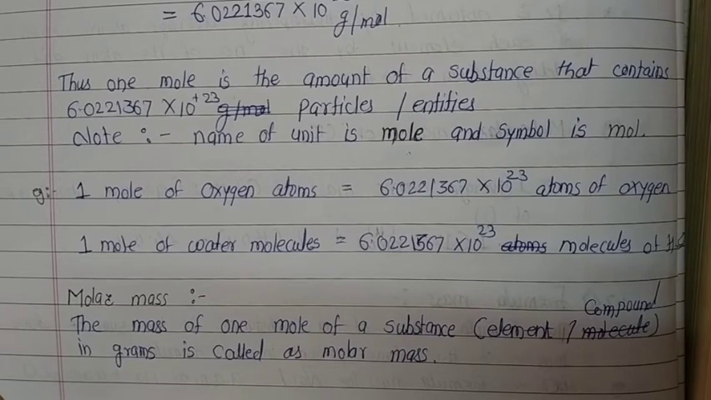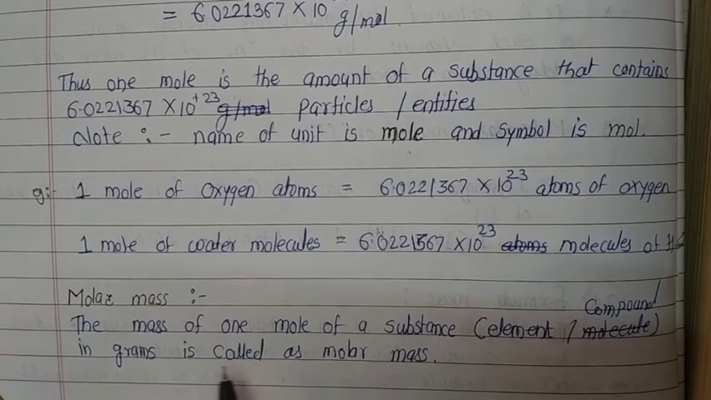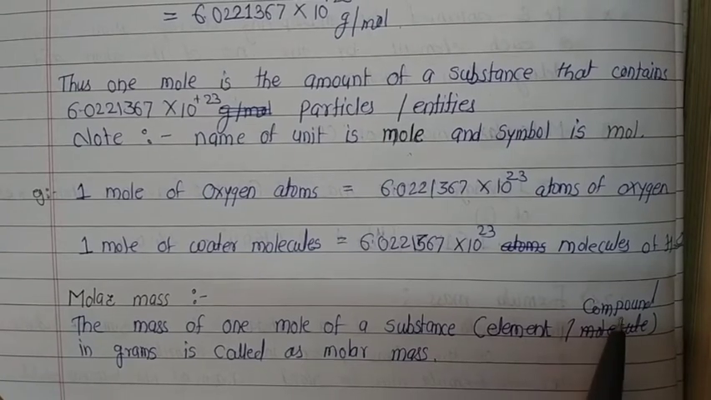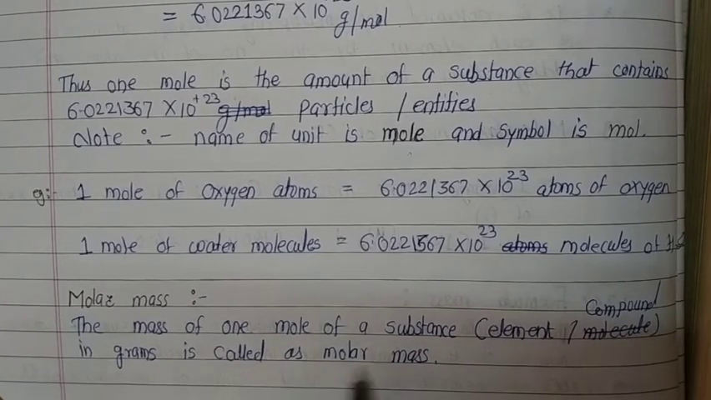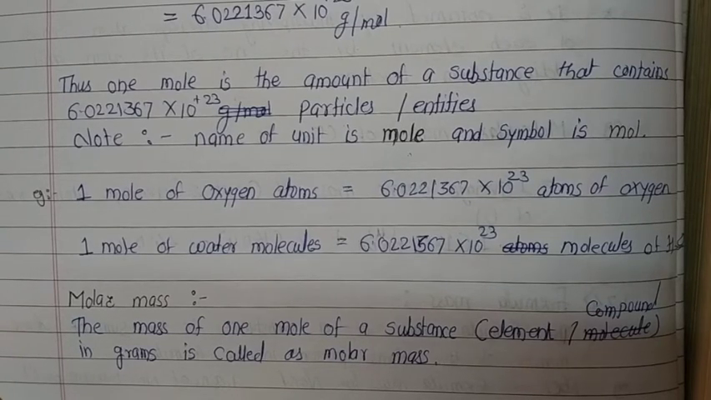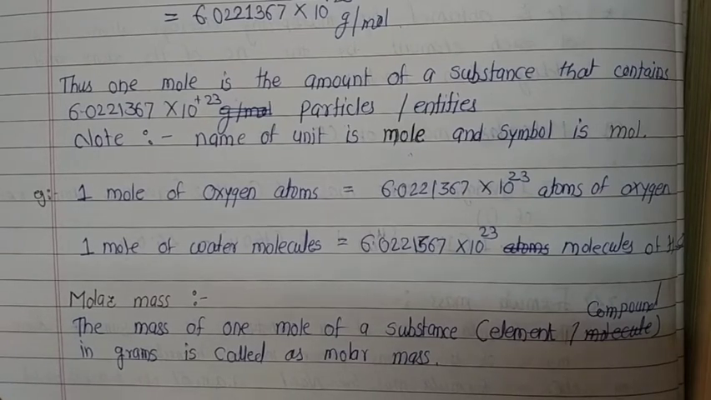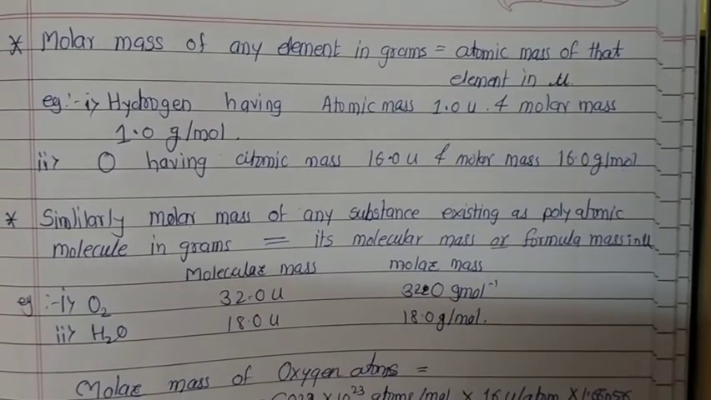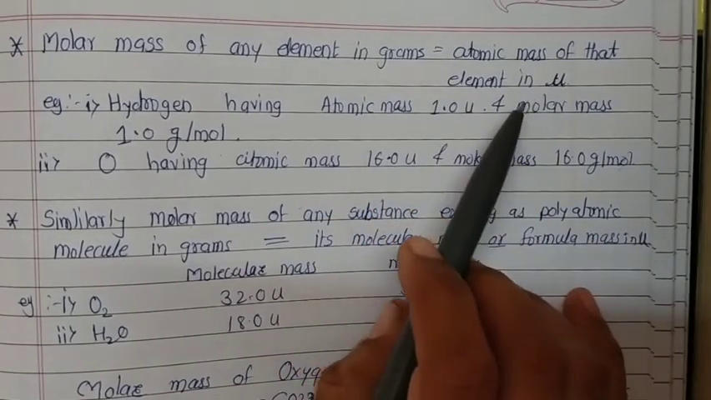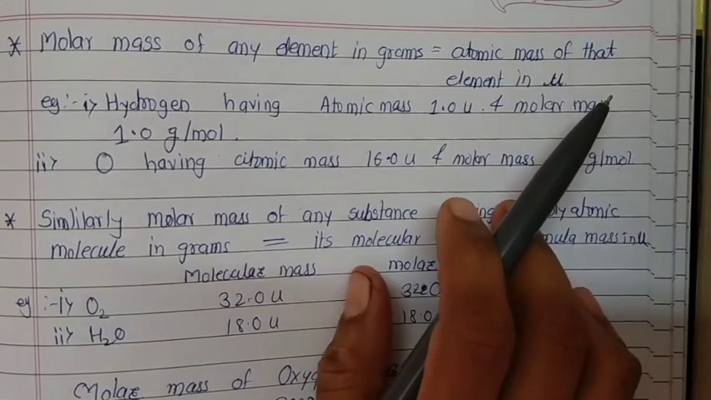Now the second term, molar mass. Molar mass is the mass of 1 mole of a substance, that is an element or compound, in grams. The molar mass of any element in gram is equal to the atomic mass of that element in u, that is unified mass.